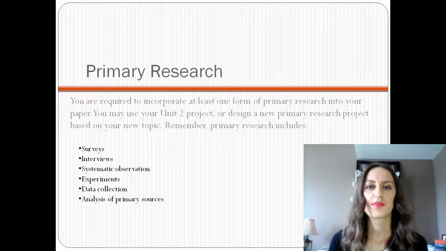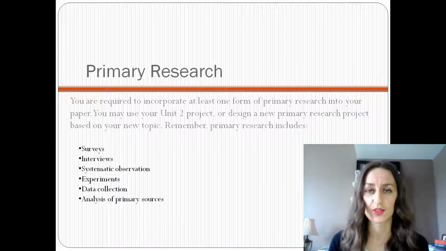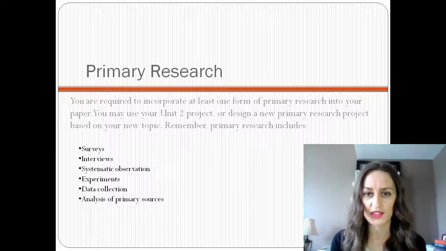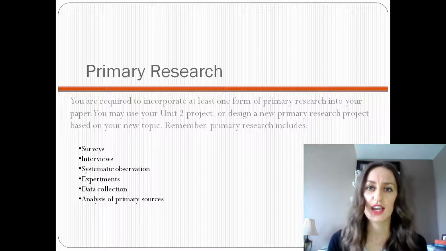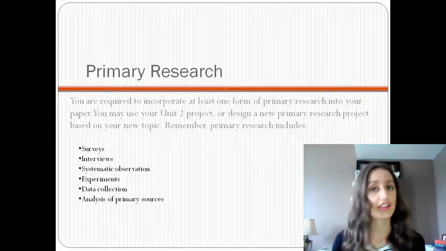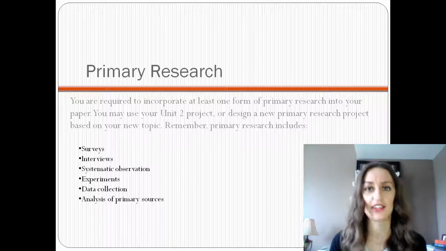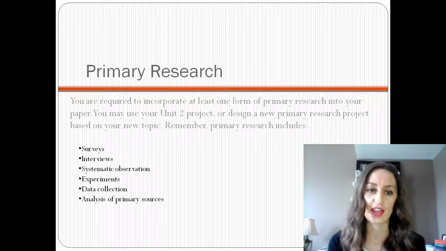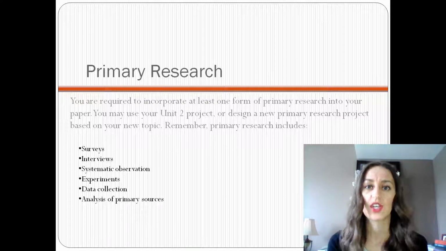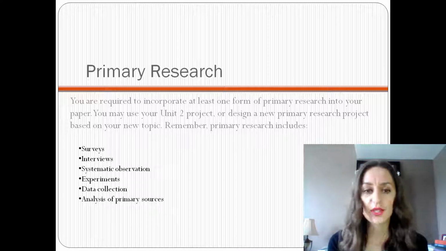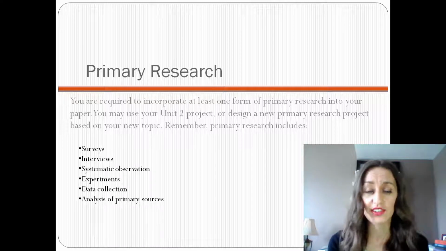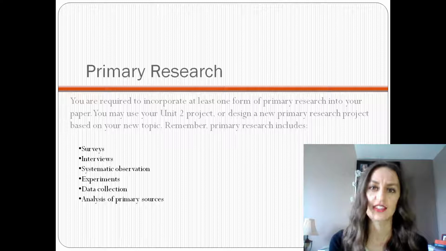If you remember, Unit 2 was primary research. It was analyzing textual documents, your own writing. So you're welcome to use that if you can find a way to fit it into your research paper. However, more options are open here. You can do any kind of primary research project, right? So you'll see the list here on this slide of different types of primary research. That includes surveys, interviews, systematic observation, experiments, data collection, and, as we did in Unit 2, the analysis of primary sources.